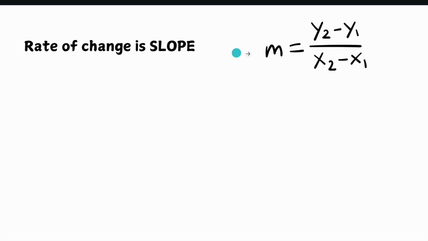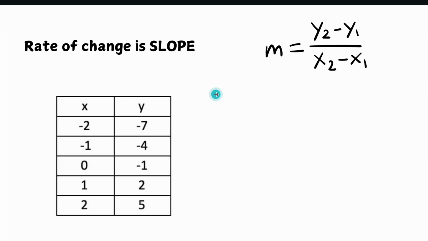First, what we need to know is that rate of change is slope. And the formula for slope is m equals y2 minus y1 over x2 minus x1. So here we have a table as an example. x1 and y1 will be the x of my first point and the y of my first point. x2 and y2 will be the x of my second point and y of my second point.